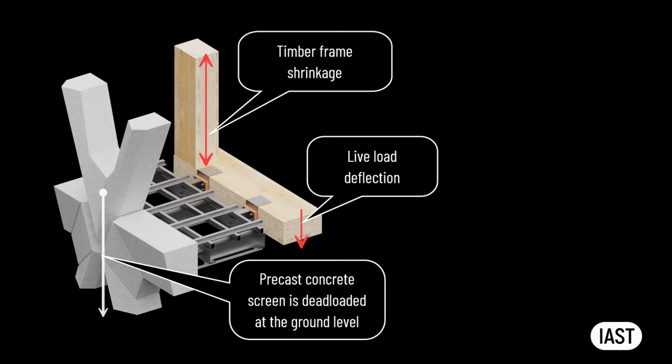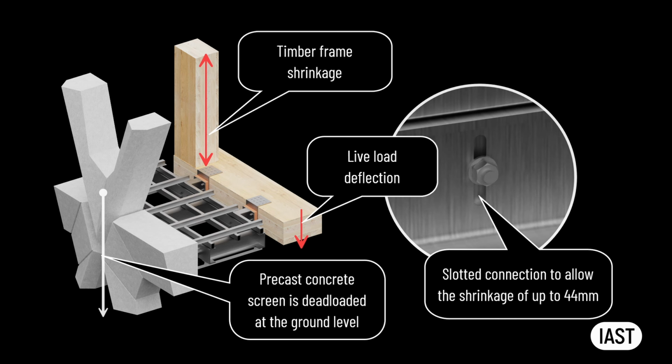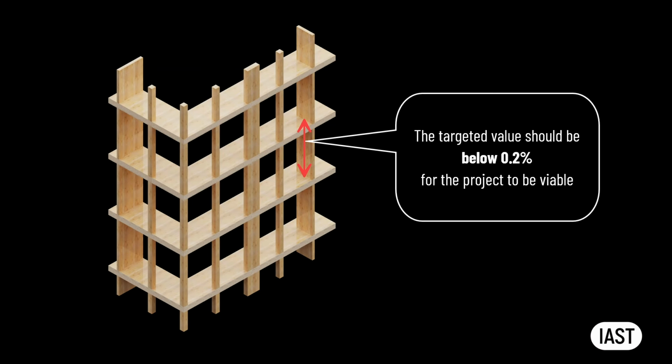The timber frame will move independently from the precast concrete screen, which is dead loaded at the ground level. And in theory, the bracket connecting the top floor slab of the existing concrete screen may need to accommodate the shrinkage of up to 44 millimeters. This is a very significant value, and for this reason, the selection of timber species for the glulam columns and the moisture content management in the mass timber will be of significant concern. The timber shrinkage should be as minimal as possible. The targeted value should be ideally below 0.2% for the project to be viable.